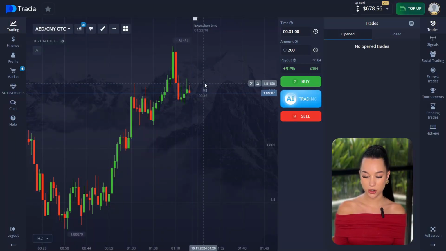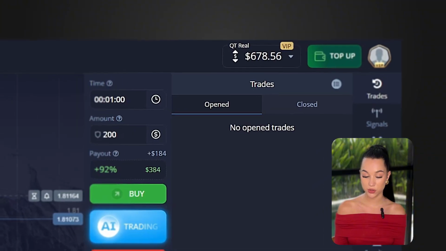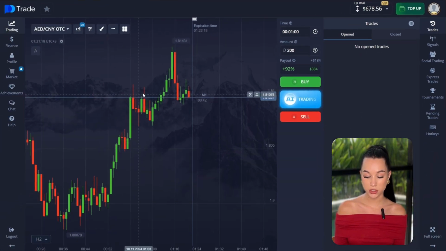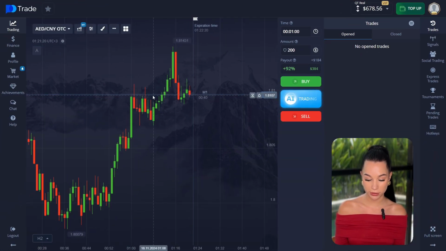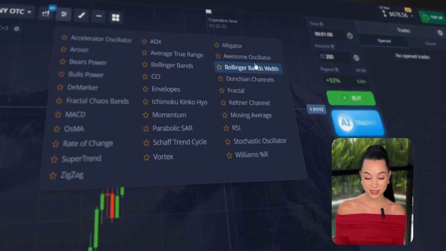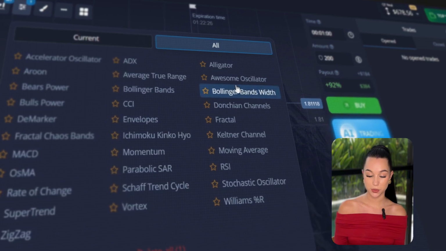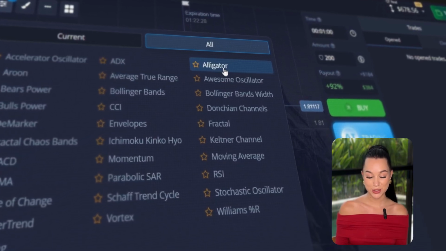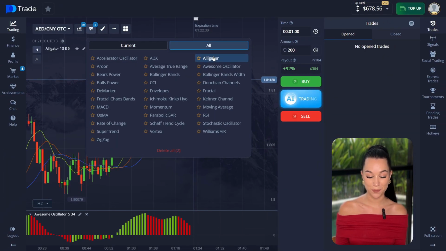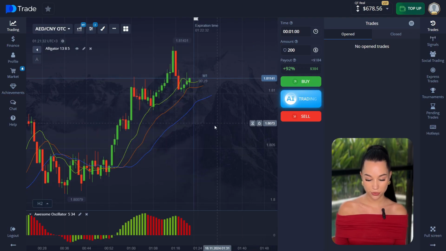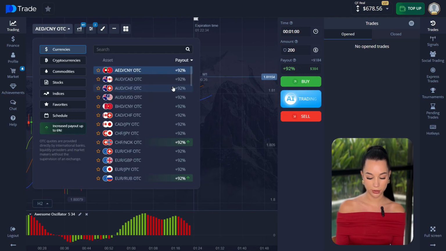So guys, here is our Pocket Option account. Right now I have $678. And as I told you before, we just need two indicators that we will use today: the Awesome Oscillator and the Alligator indicator as well. They're really close to each other, so it's pretty convenient. Right now we need to find the currency pair that we will trade on.